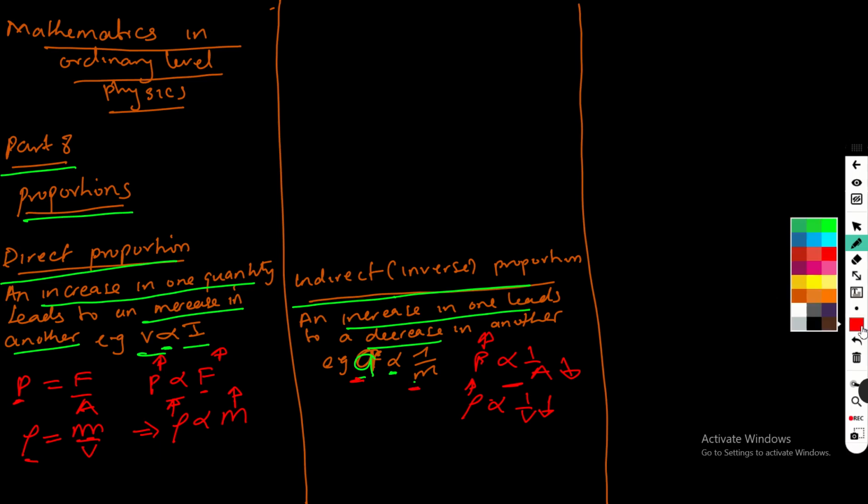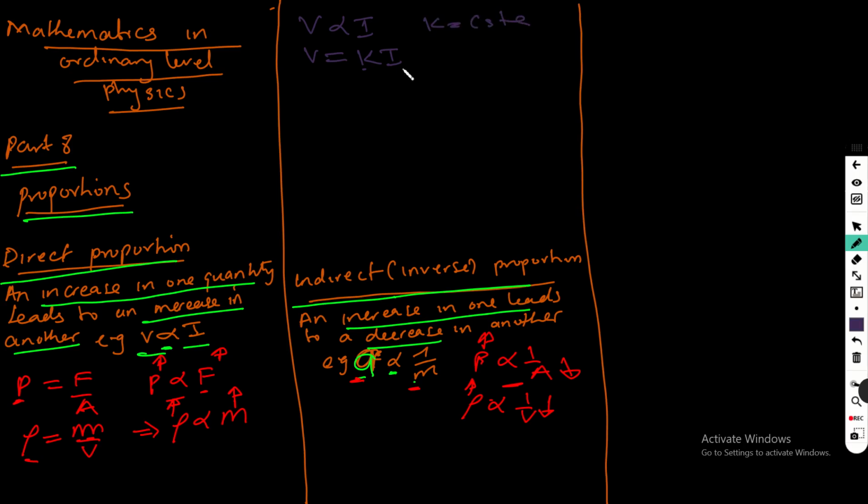So now when we talk about direct proportion, for example, you're saying that V is directly proportional to I in this case. So what we are saying is that V is equal to a constant times I. This K is a constant. If you make K the subject, you draw a line and take this I below the line. You have V on I equals K.